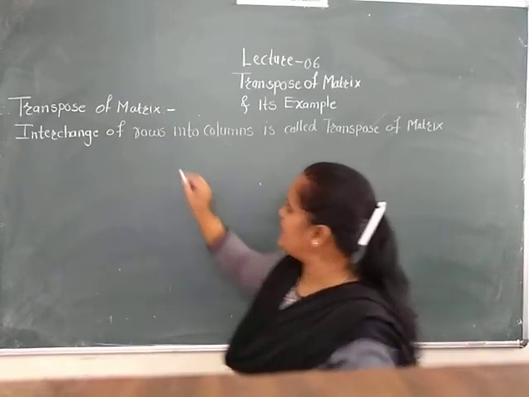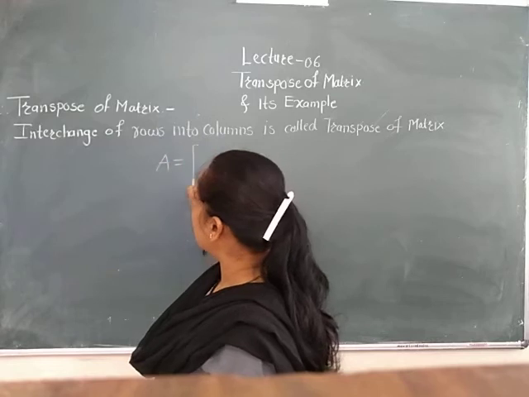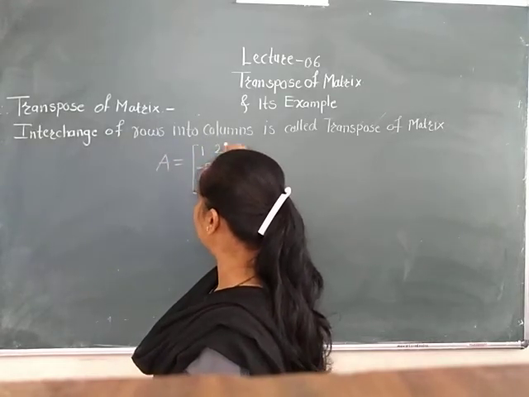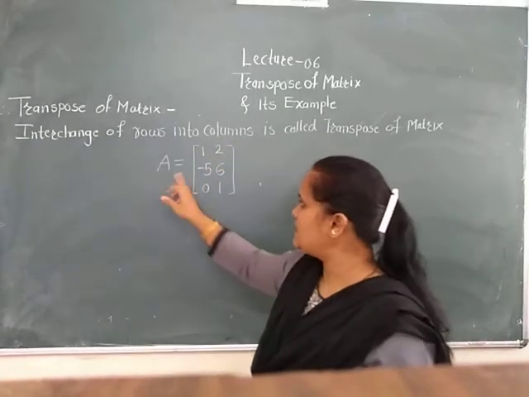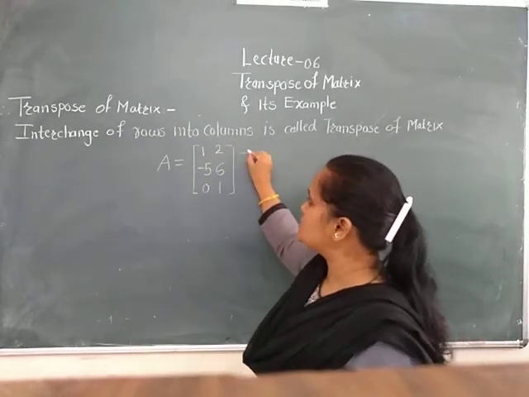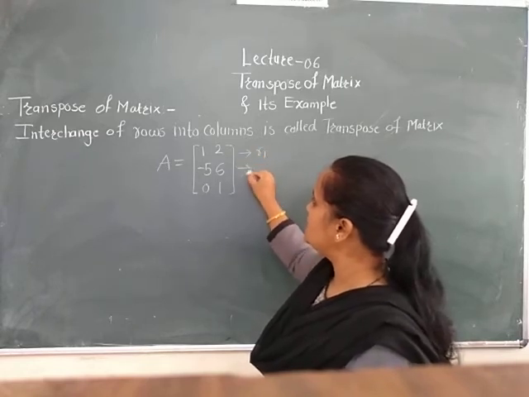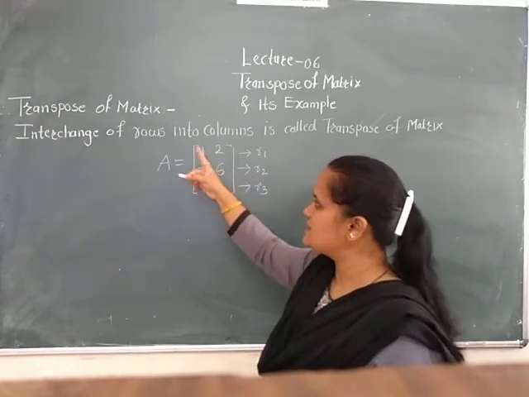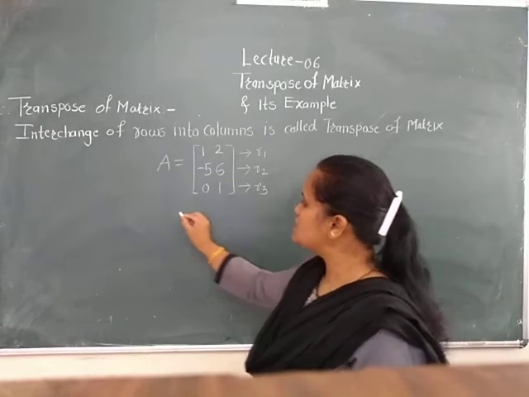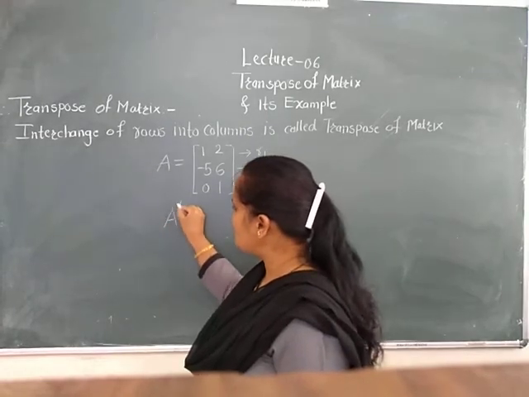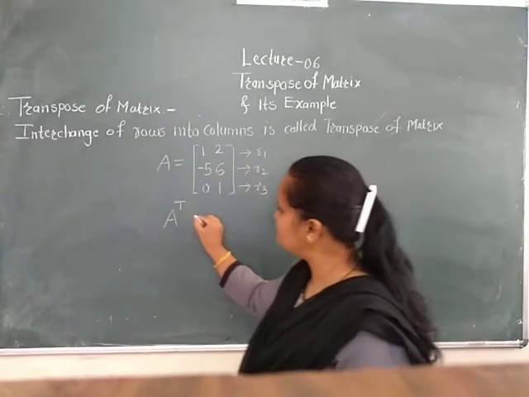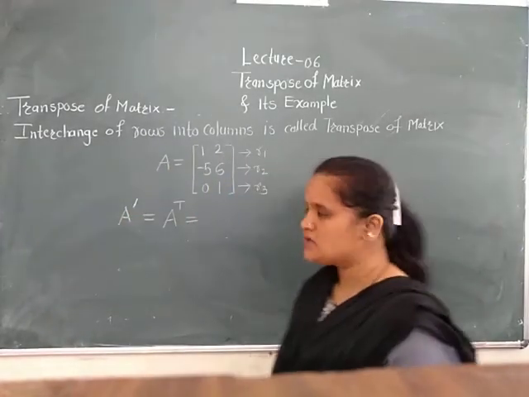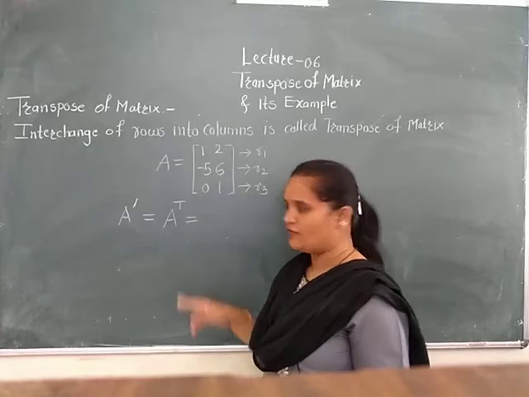For example, if I write one example, A is equal to 1, 2, minus 5, 6, 0, 1. Now we know that A is a matrix. Here this is row number 1, R1, R2 and R3. Now what is our definition? Interchange of rows into columns. So we denote transpose by this symbol A transpose, or we can write it as A dash. So this is the notation for transpose of a matrix.